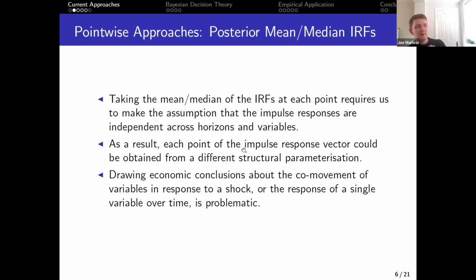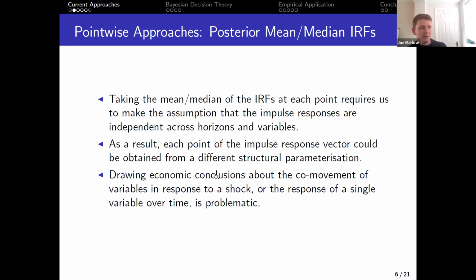The issue is that by taking the mean or median at each point in time, we don't guarantee that we're using the same structural parameters for each point in time. So the impulse response for inflation to a monetary policy shock at horizon 4 might be generated by different structural parameters to the mean or median impulse response of inflation following a monetary policy shock at horizon 5. So how much of that movement between horizon 4 and horizon 5 can be attributed to the model equations, which is what we want in order to interpret the model, and how much is due just to the change in the parameter values?